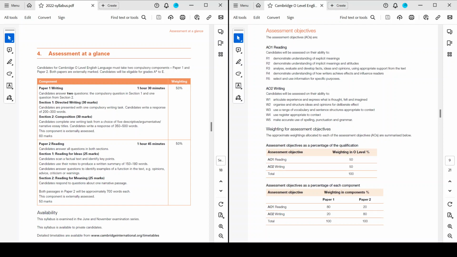So analyze, evaluate, and develop facts, ideas, and opinions. You'll be given texts and you'll have to take a look at them, find the main ideas or the opinions or the facts or whatever's been expressed. You need to work through them, organize them, and do all of this taking support from the text that is provided.